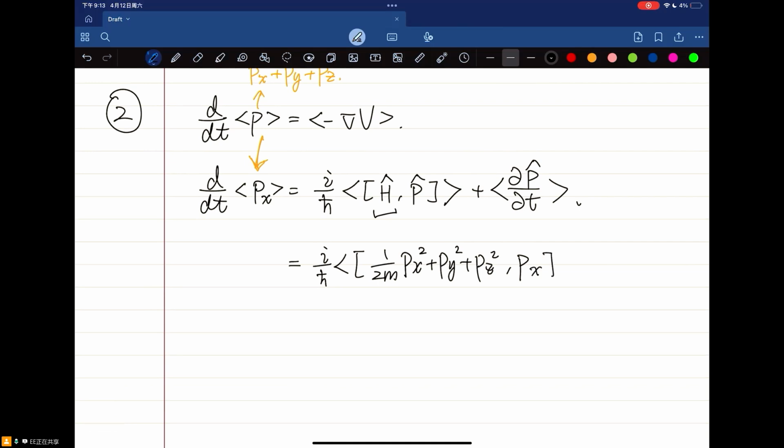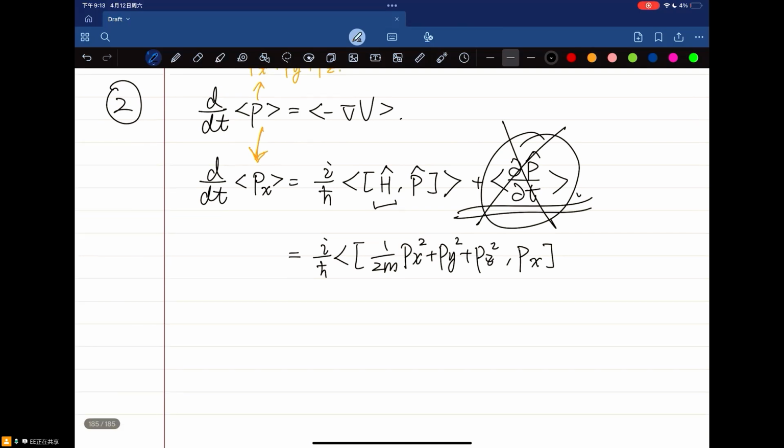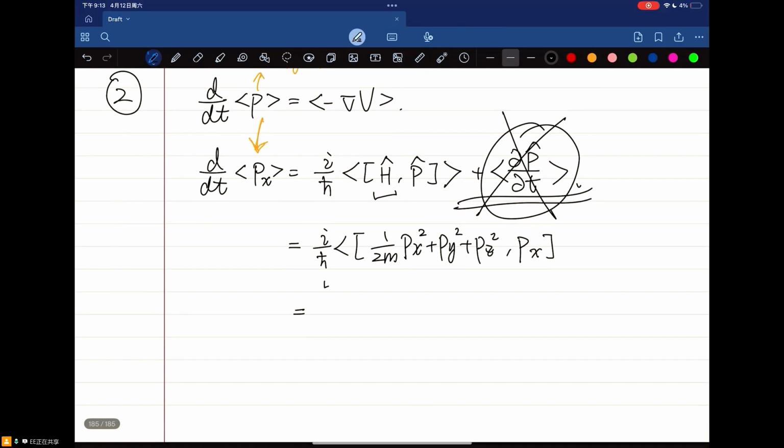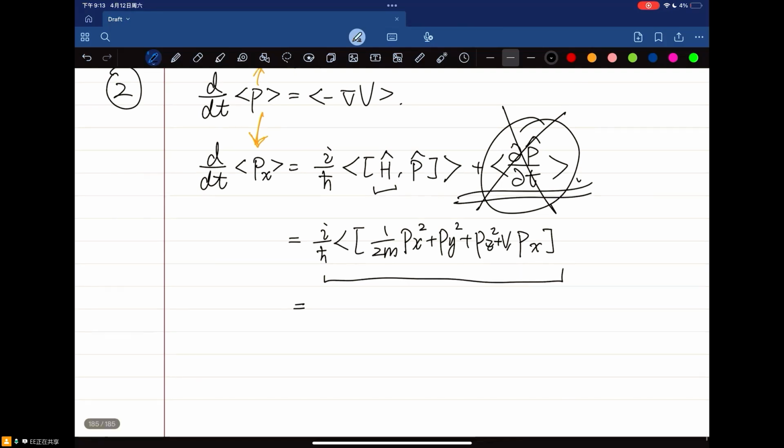Okay, so px, and again plus this, but this result will again give me 0 because momentum is not explicitly associated with t. Okay, so I only need to care about this. And, well, I missed one thing for the Hamiltonian, which is the potential energy. My apology.